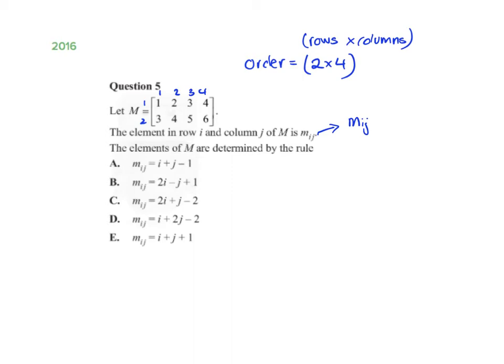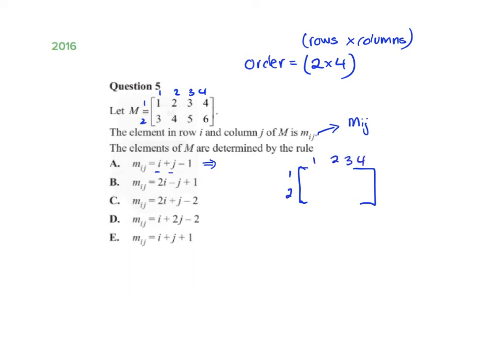So it says the elements of M are determined by the rule, and this is where you go. So what they are wanting us to look for, they're saying that if I was trying to create the matrix M by using this rule, I add the row and I add the column number and then I minus 1. So if you look here, I'm going to say like this.